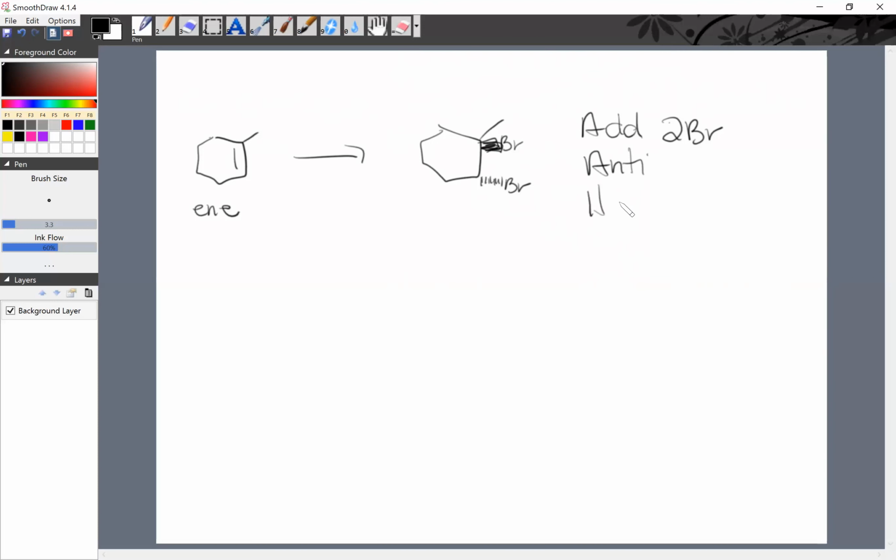So guess what? I did halogenation. And I need to check, do you have any conditions that will put halogens on in the anti-location? And the answer is yes. Halogenation.